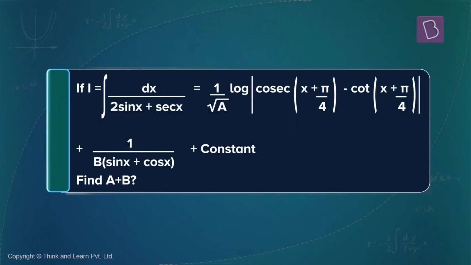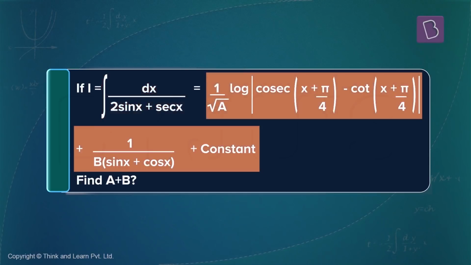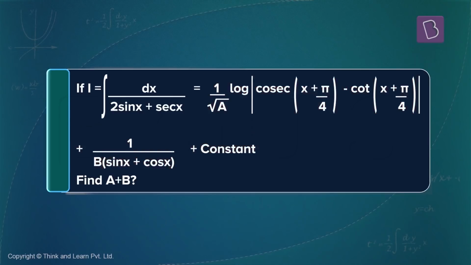So in this question, the objective is to find out the value of a plus b. Now, where do a and b appear? Well, we've been told that the integral of dx by 2 sin x plus secant x is nothing but 1 by under root a log of the mod of cosecant x plus pi by 4 minus cot x plus pi by 4, plus 1 by b times sin x plus cos x plus the constant of integration. So there is that a and b, and we have to find the sum of a and b.